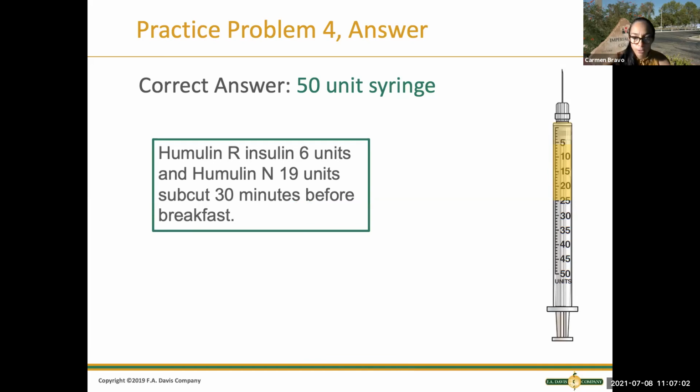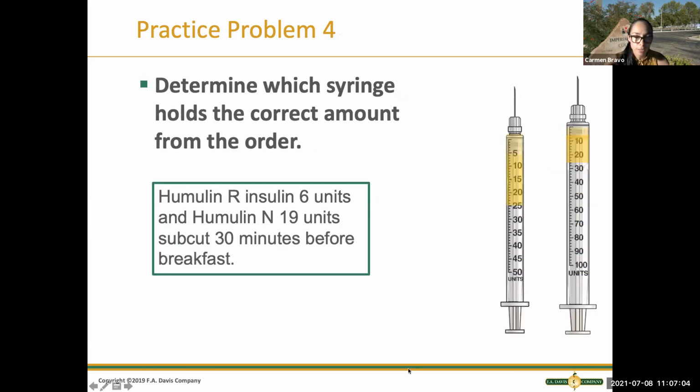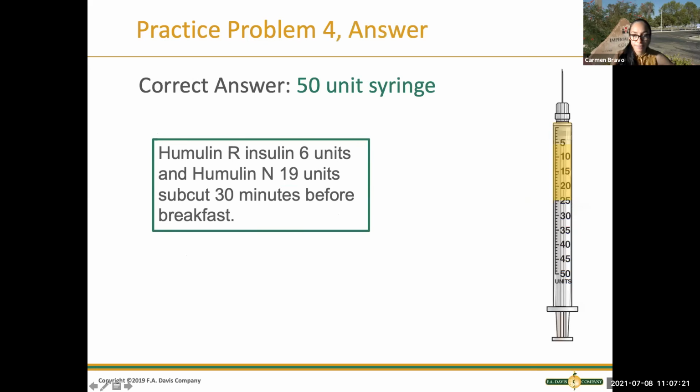So, I think the hardest thing in this chapter is memorizing the insulins, the onset, the peak, and the duration on your insulins and the types of insulins. But I think that's quite a bit. Do you guys have any questions?